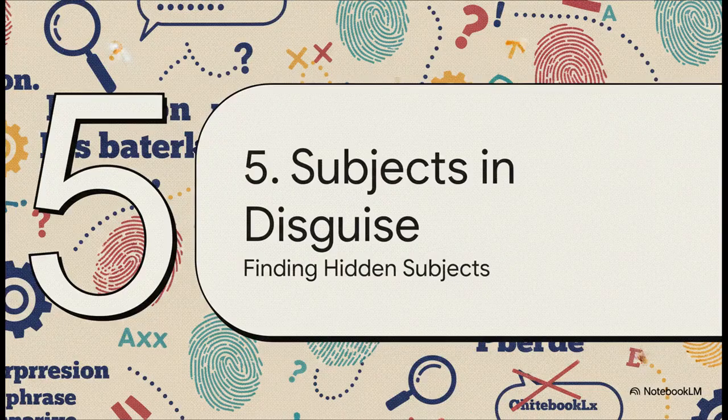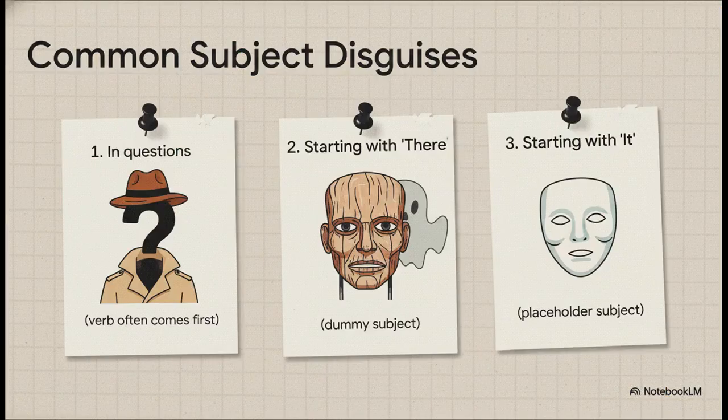All right, you're getting good at this. We've got the basics down. But sometimes our suspect is tricky. Sometimes the subject likes to wear a disguise, hiding in places you wouldn't normally think to look. And these are the 3 most common disguises you'll run into. First, in questions, where the verb often jumps to the front. Second, in sentences that start with the word there, that's a big red flag. And third, sentences that start with it. In those last 2, there and it are usually just decoys, and the real subject is lurking later on.